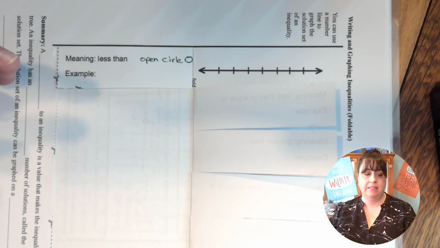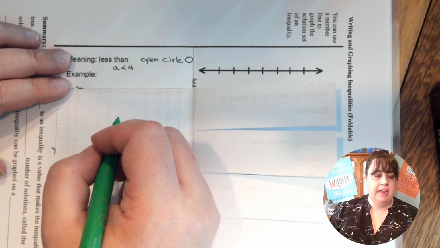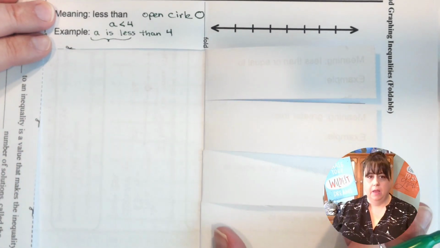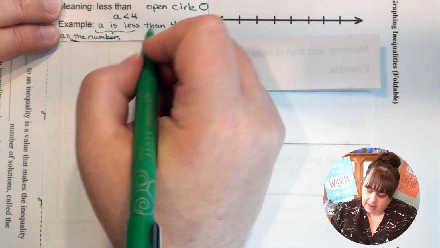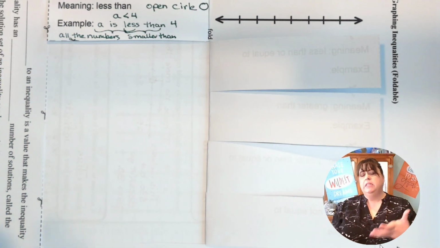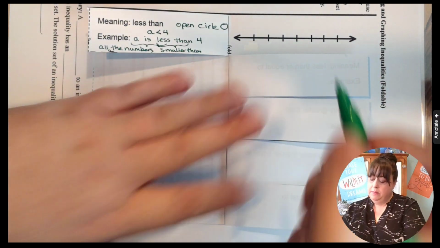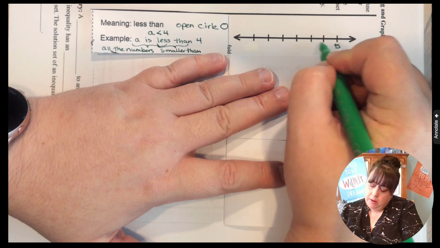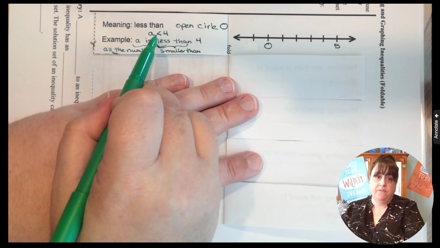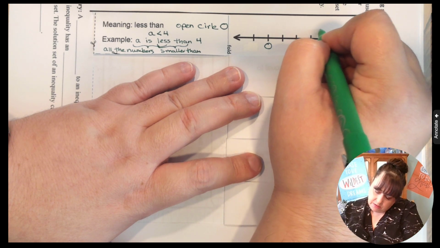If our example is A is less than 4, that's how we read it: A is less than 4. But I like to think of this as all the numbers less than, meaning smaller than 4, just putting it into more everyday language. It's going to be the downbeats that we label. So let's start with 5, and then 1, 2, 3, 4, 5. At 4, we're going to put an open circle, and we want all the numbers less than, so we just do this.